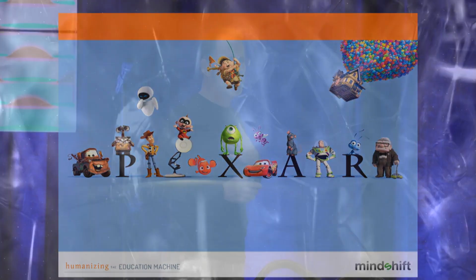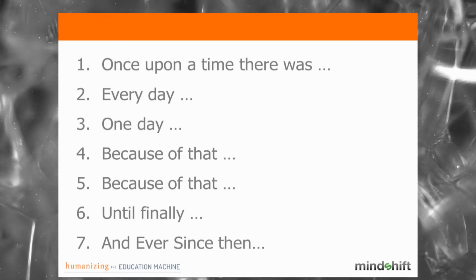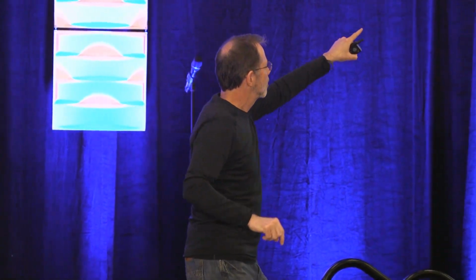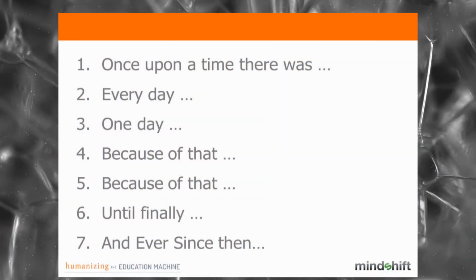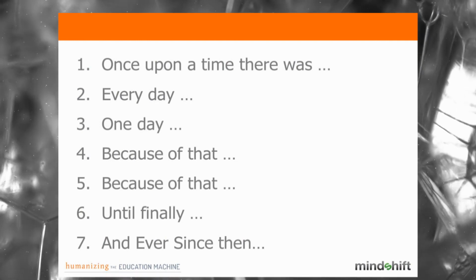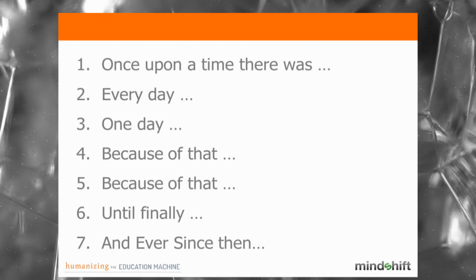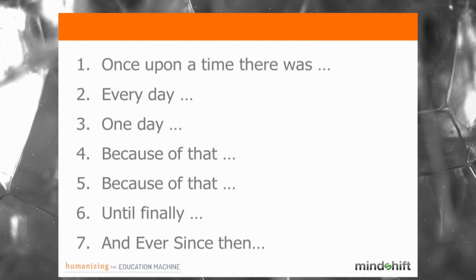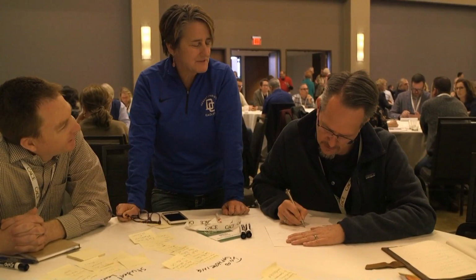What we're going to do, you have an 8.5 by 11 sheet of paper with these items on there. And what I want your table to do is synthesize the work you just did through this formula. And you will go and write a story. Once upon a time there was. Every day, one day, because of that, until finally, and ever since then, what? So I'm going to give your table about 5 minutes to put what you just did into a story narrative.